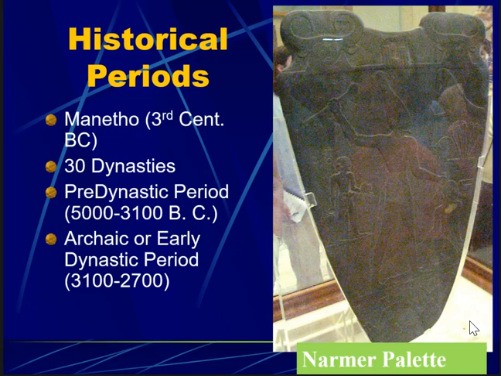Okay? So for the sake of this discussion, we're going to say it's 3100 to 2700, so roughly 400 years of this early dynastic period, or sometimes some Egyptologists call it the Archaic period. The Archaic period. Now, in this 400 years, how many dynasties do we have? 2. The dynasties are always represented by Roman numerals.